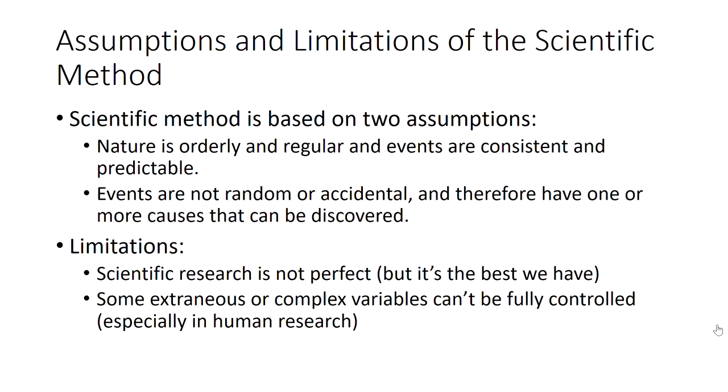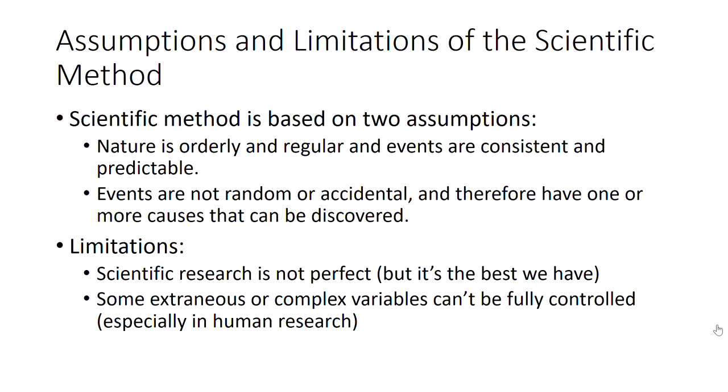So some of the assumptions and limitations of the scientific method. The scientific method is based on two assumptions. The first is that nature is orderly and regular, and that the events are consistent and predictable, and that events are not random or accidental, and therefore one or more causes can be discovered. If you've ever actually done research, you realize this is a lie, and that's why it's an assumption. But in theory, things should work the same way every time, in theory.